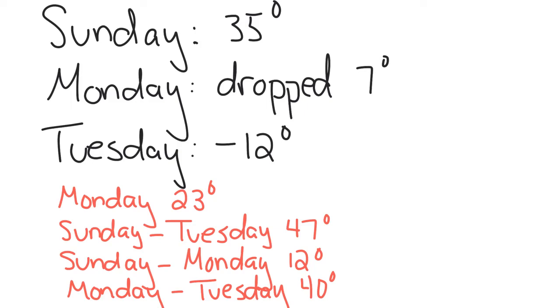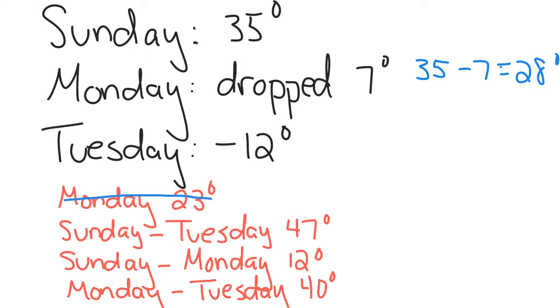So we know the temperature dropped on Monday 7 degrees from Sunday. So let's first figure out what the Monday temperature is. It's going to be 35 minus 7, which is 28 degrees. So that means that our first choice of Monday being 23 degrees is not correct.